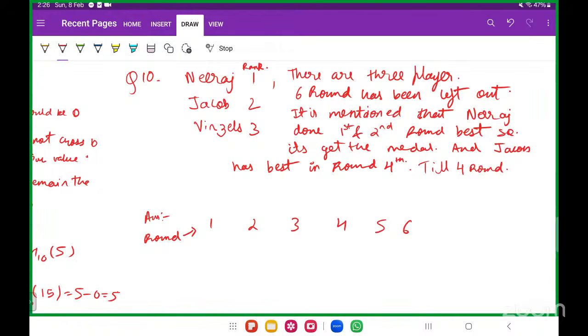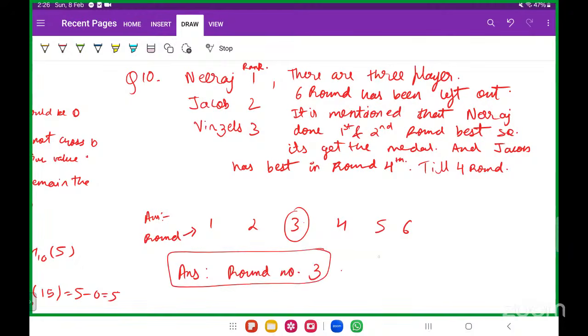And so the third match, in which Jacob has played his test matches, that is round number 3. So please write the answer as round number 3. You will get the exact questions once the response sheet comes. Why round number 3? Fourth is not possible, 1 and 2 are not possible. In the fifth, the situation has been changed.